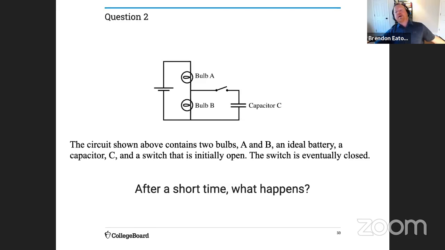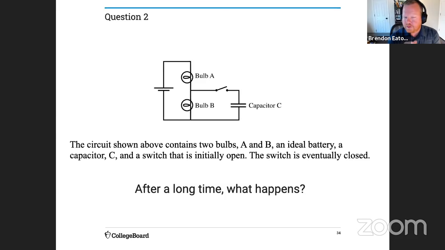And a long time later, what happens after the capacitor is fully charged? It's in steady state. Let's see the next slide. After a long time, the capacitor is fully charged. That's your key phrase to know. The circuit goes back exactly like it was in the very beginning with the switch being open. Bulb A and bulb B will have the same brightness, and there's no charge going to the capacitor anymore. The capacitor is fully charged, and basically, like I said, it goes back to the initial state.